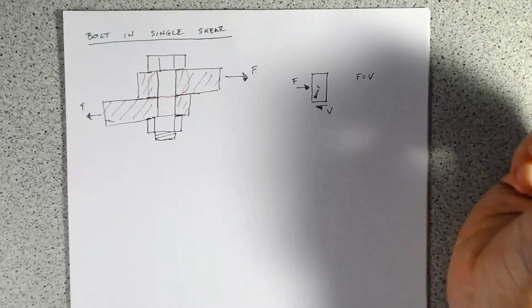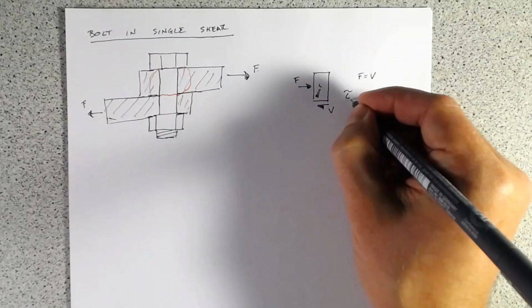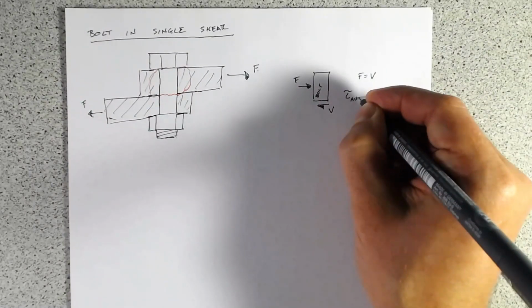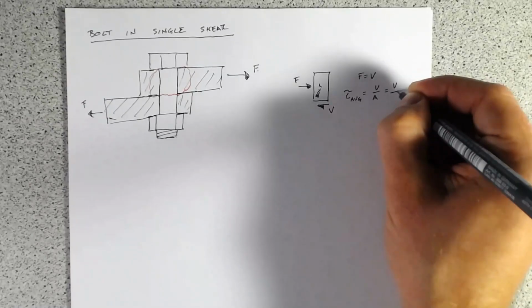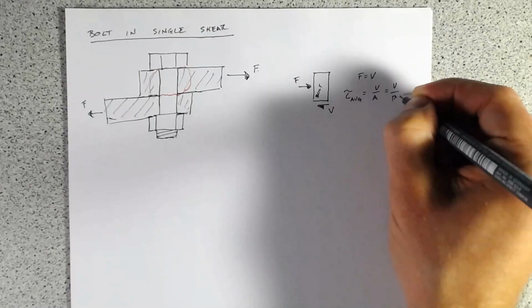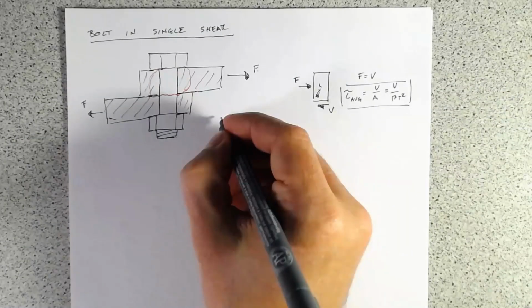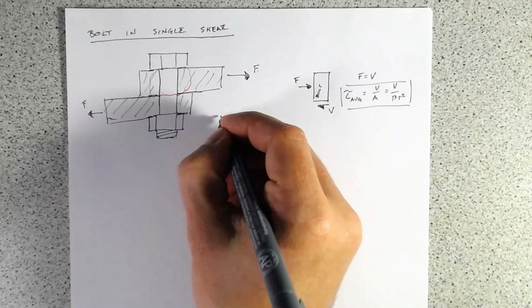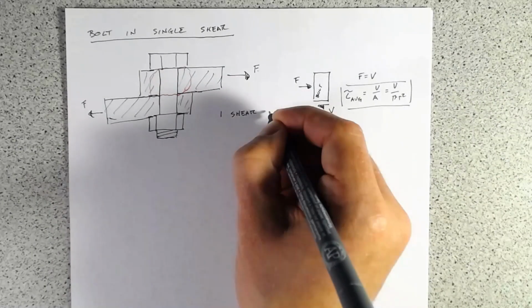And so, as I said, for circular sections, tau average is an okay approximation. So tau average equals V over A equals V over pi r squared. And you notice we only have one shear plane, and this is why we call it single shear. So we have one shear plane.